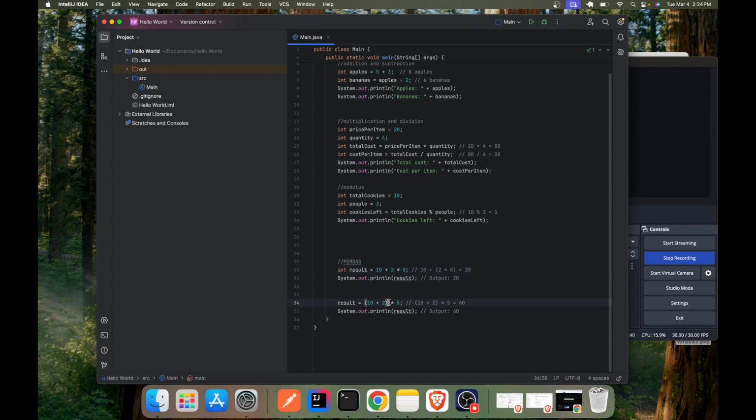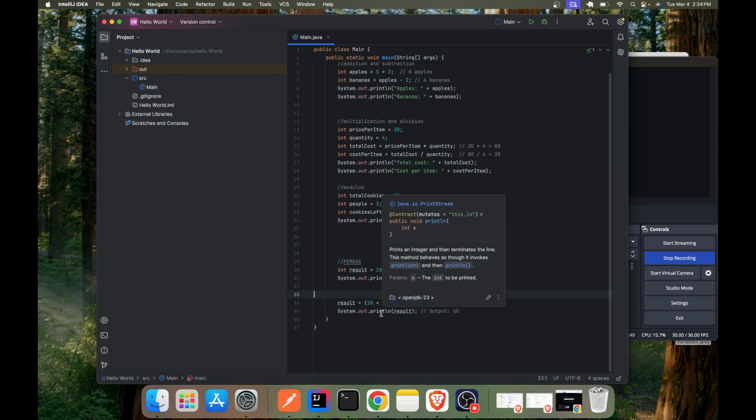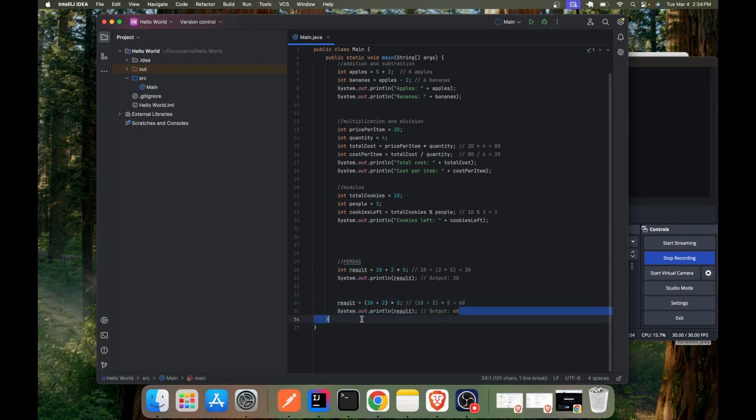Now, if you added your own parentheses to that, so that 10 plus 2 happens before you multiply, then in that result, you get 60.